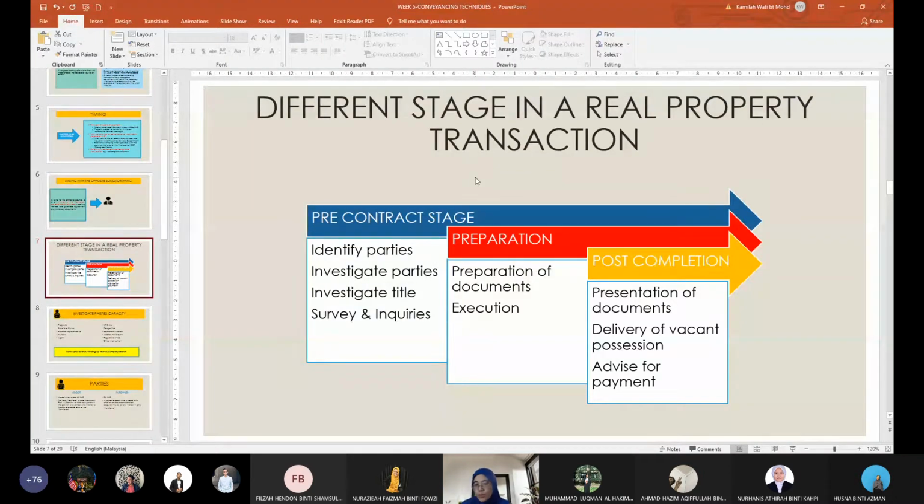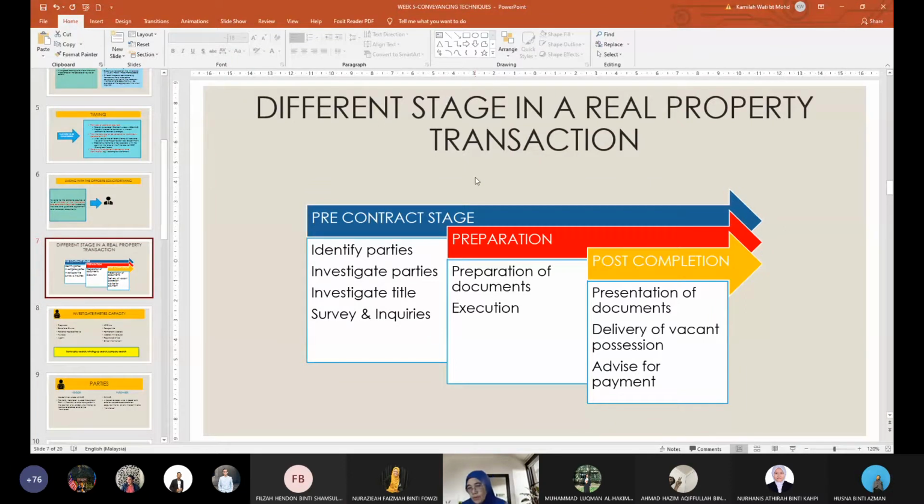Then preparation. So once we have all the information about the transaction, we prepare the documents. Preparation stage: we prepare the sale and purchase agreement, we prepare the necessary forms. And after all the documents are ready, we call the client to come to our office for execution of the documents. So in the preparation stage ni juga kita akan liaise dengan pihak-pihak yang tadi tu, pejabat tanah, stamp duty, local authorities, vendor solicitor and so on during the preparation stage.